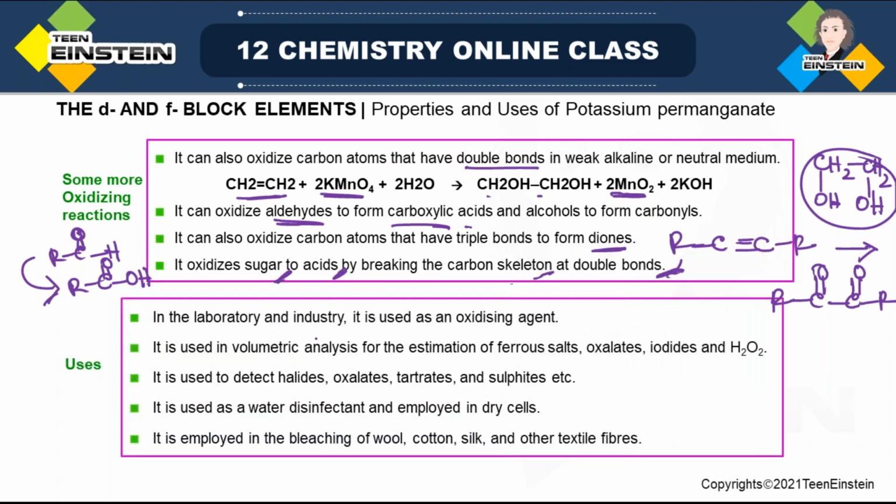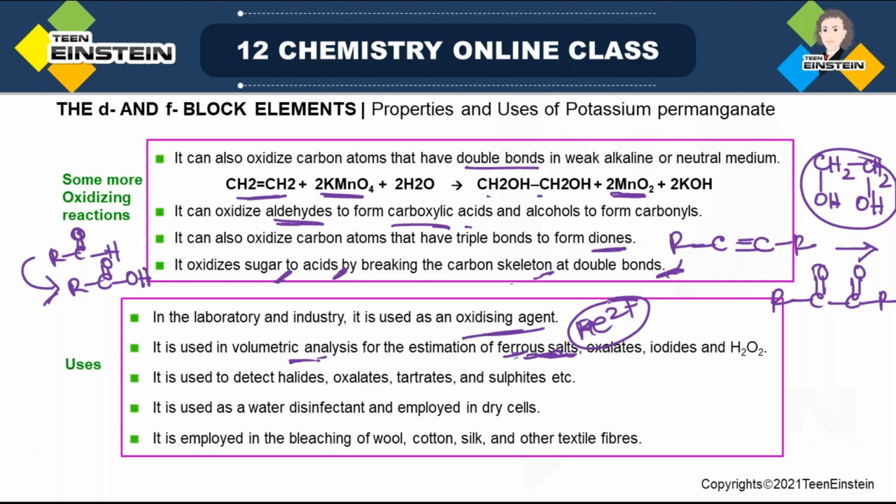Application of KMnO4. It has versatile applications. In the laboratory and industry, it is used as an oxidizing agent, and then in volumetric analysis for the estimation of ferrous salt. So volumetric analysis means quantitative estimation, not qualitative, because ferrous salt is Fe2+ salt. So suppose you know that you have some Fe2+ salt, but you want to know the actual amount, that is the quantity. Then what we do, we use KMnO4 because KMnO4 can convert Fe2+ to Fe3+.